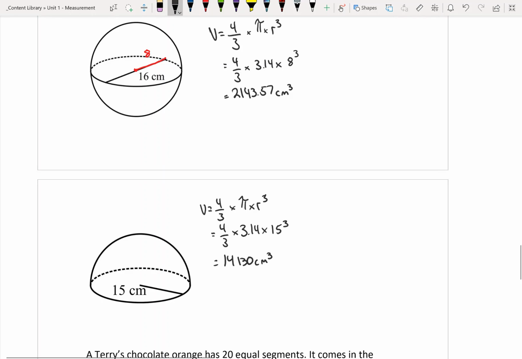Now, it's not a full sphere, it's half a sphere. So what I have to do is take my volume, the 14,130 centimeters cubed, and divide it by 2, because I'm looking for half of that. When I divide by 2, I get 7,065 centimeters cubed. And that would be the volume of my hemisphere, or half sphere.